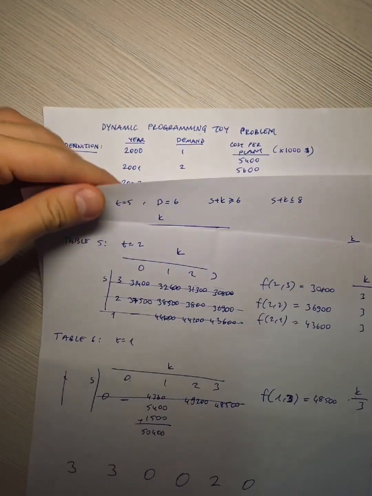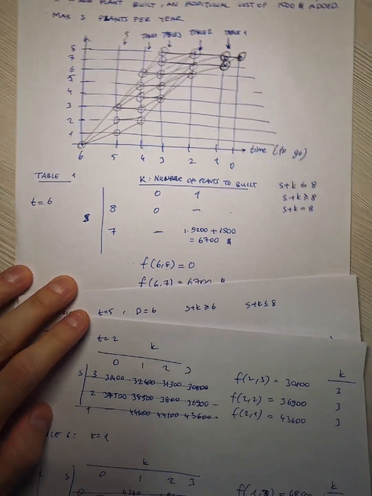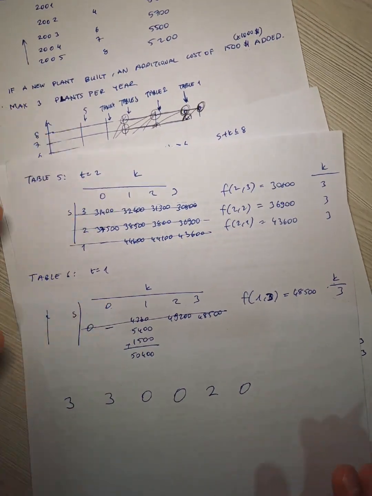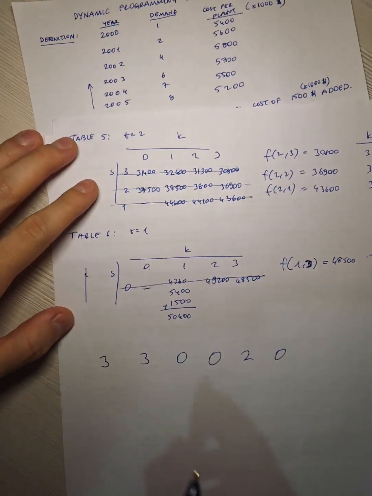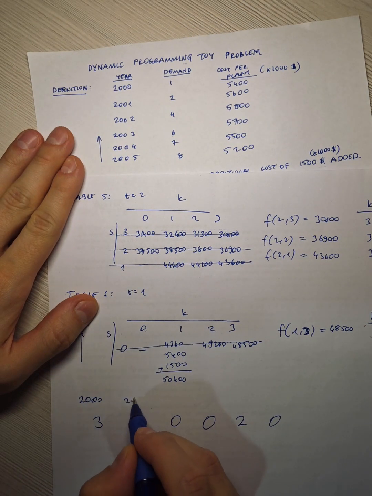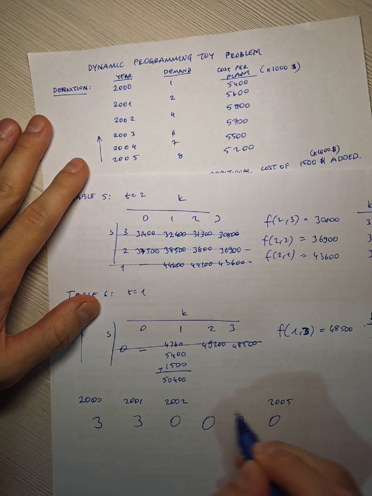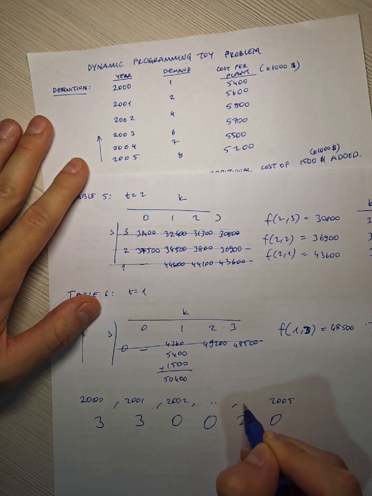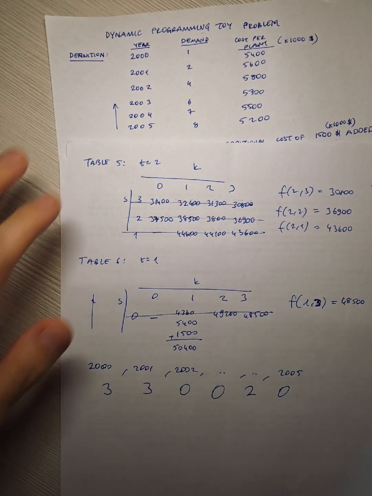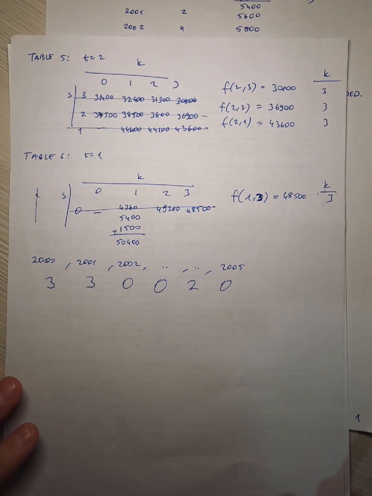But we can still see it will be 0. So we already have 8. So it is 0. So this is how many power plants we build every year. So in 2000, 2001, 2002 till 2005. So this is the most optimal purchase strategy for this company.